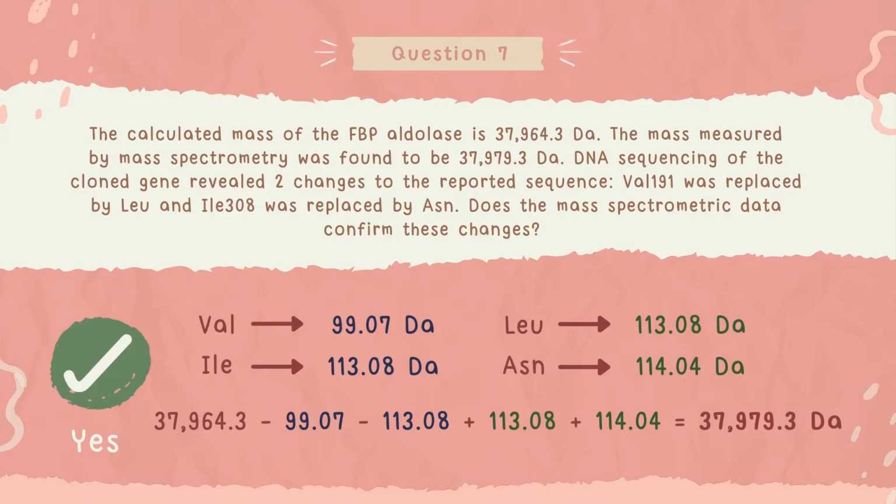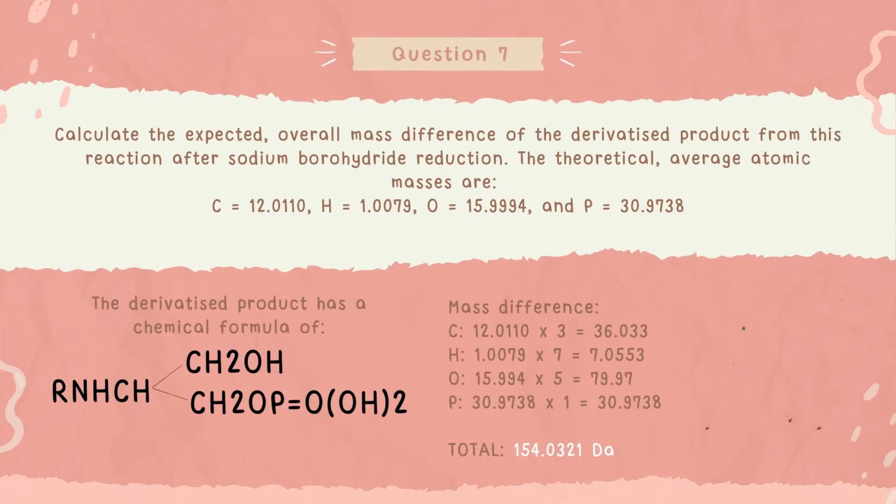Basically, this is achieved by subtracting and adding the replaced amino acids in the FBP aldolase, as shown in the equation below. Calculate the expected overall mass difference of the derivatized product from this reaction after sodium borohydride reduction. The theoretical average atomic masses are: carbon is 12.0110 daltons, hydrogen is 1.0079 daltons, oxygen 15.9994 daltons, and phosphorus 30.9738 daltons. The mass difference can be calculated by subtracting the mass of lysine from the derivatized product.